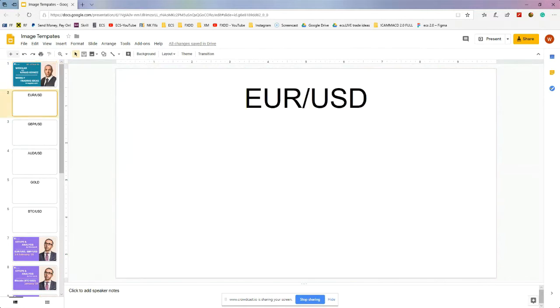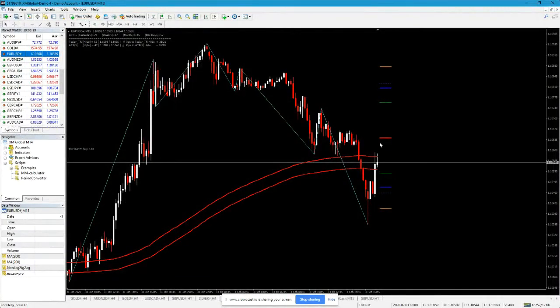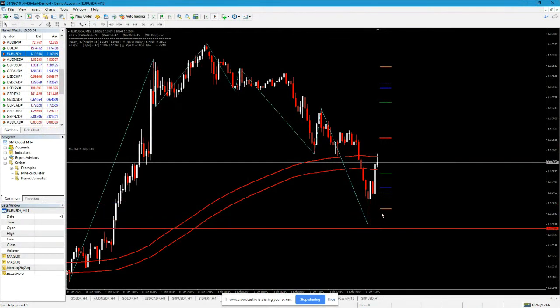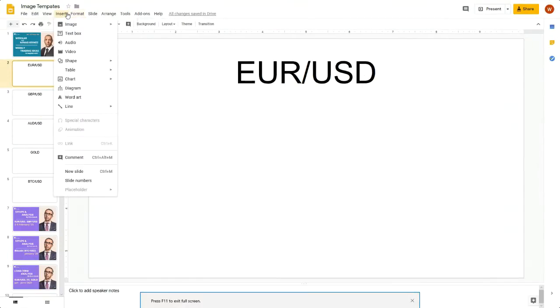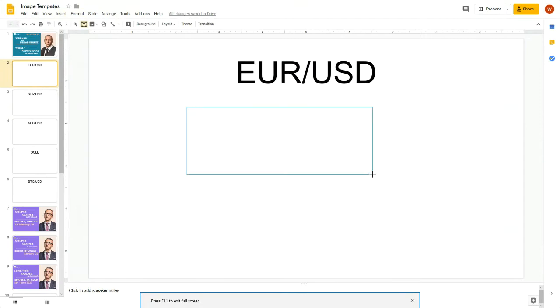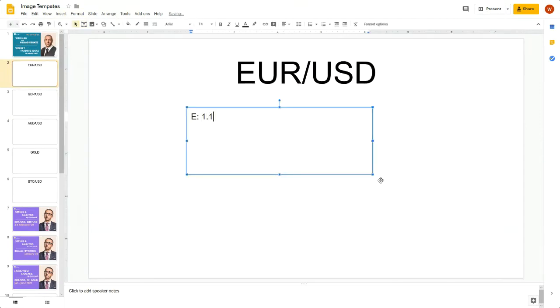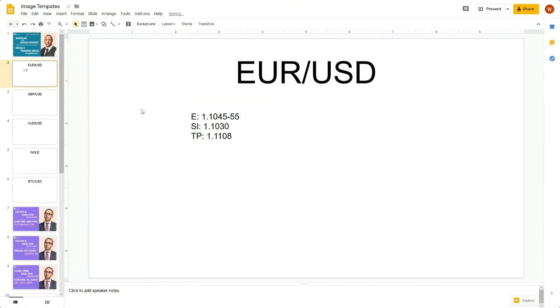And we start with Euro Dollar. First, I expect upside continuation. Stops should be below 1.30 and the entry is between 10.55 and 10.45. So quickly, we will write down the trading idea. Based on rejection, entry is 1.1054 to 55, stop loss 1.1030, and the target is 1.1108. So this is the euro dollar.